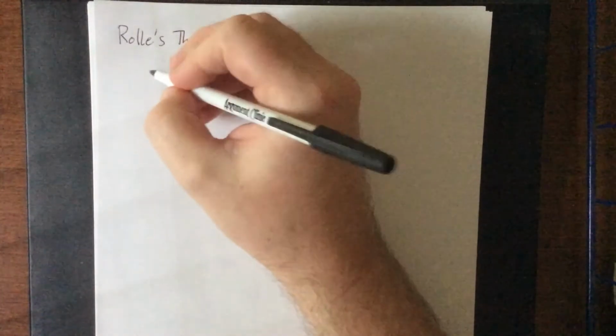To start off this section, we're going to be introducing what is known as Rolle's theorem. Rolle's theorem applies to a given function on a given interval, so both of those must be provided for you.